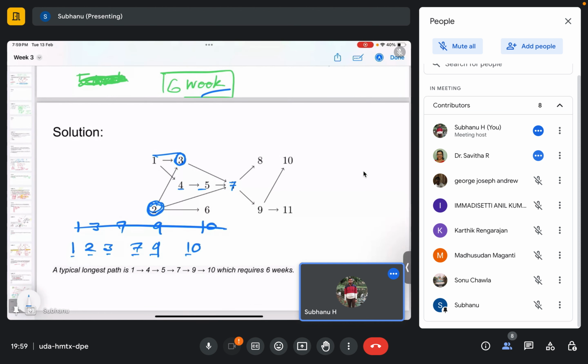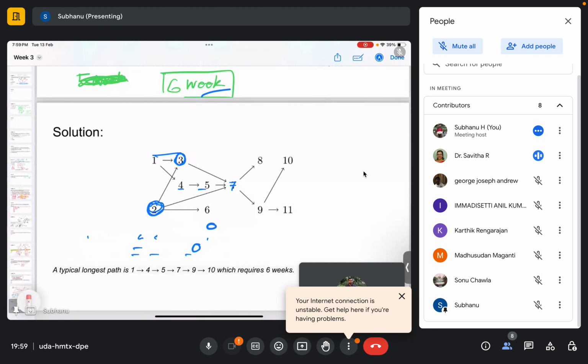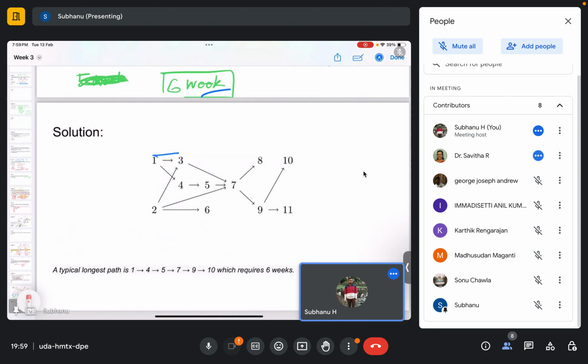So this could also be an option, and this is also 6 weeks: 1 week, 2 weeks, 3, 4, 5, 6. So both these answers are basically the same. That way also I can take. Anyway, if I calculate, it should come to 6 weeks minimum. Yes, minimum 6 weeks, not less than that. 1 3 7 9 10 is not possible.